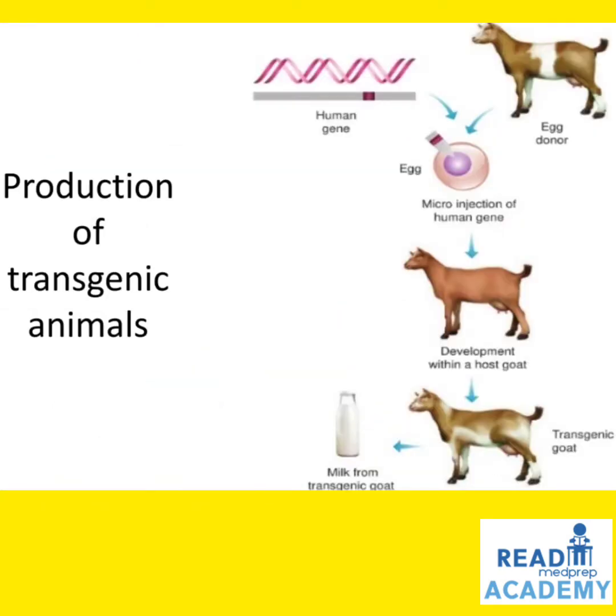Here you can see the production of transgenic animals, where an egg donor can be taken of the goat or the sheep, and the human gene is taken and is introduced into the egg, and the microinjection of the human gene is done into the goat or sheep, and the development within a host goat is done, and the transgenic goat that is obtained produces milk which is more nutritious.